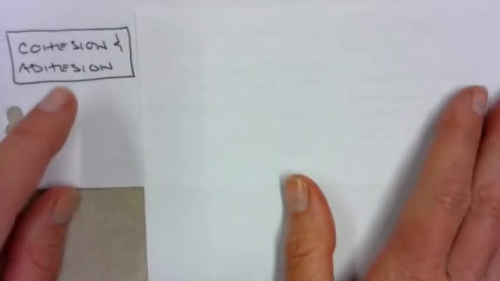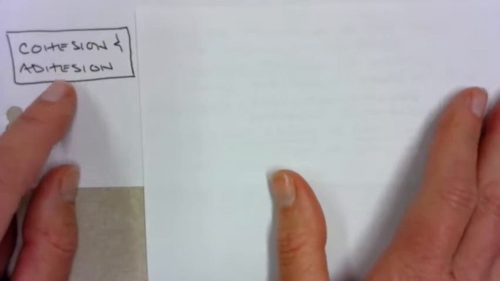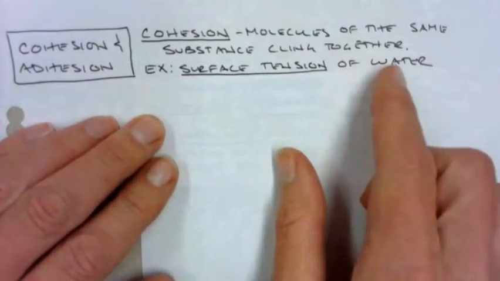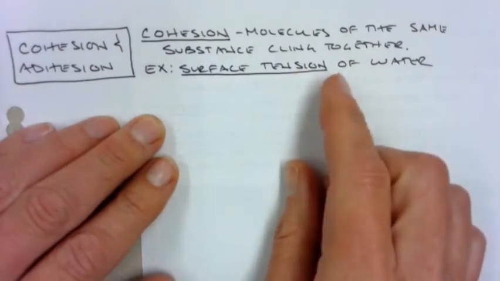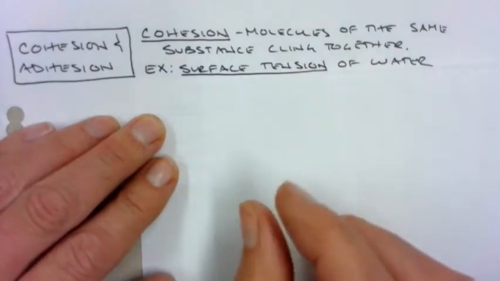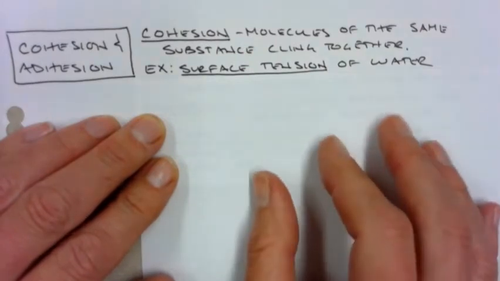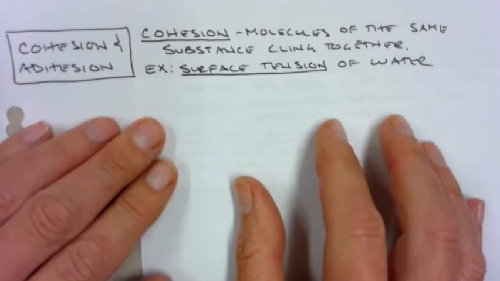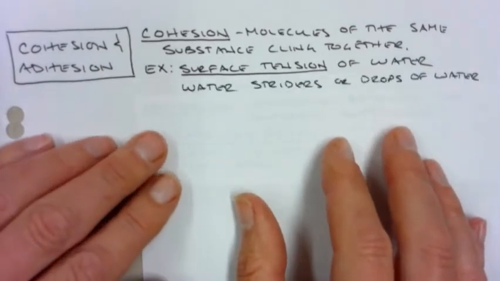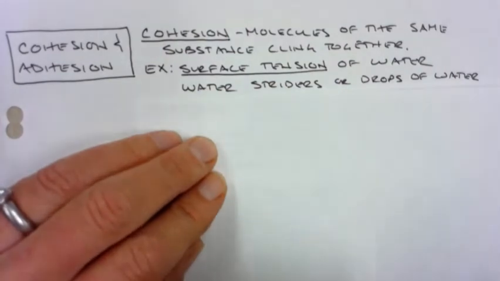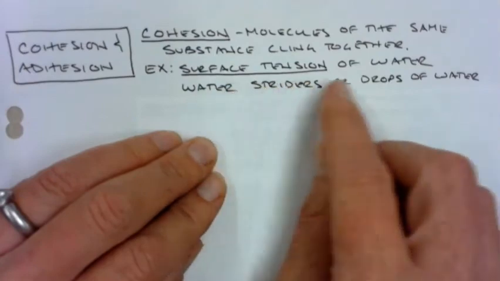I'd like to introduce two new terms, cohesion and adhesion. Cohesion is basically when molecules of the same substance cling to each other. For example, you've seen water droplets stick to each other on grass or on a spider web. We also call this surface tension. So if you try to drop drops on a penny, or if you fill a water glass all the way up to the top, they stick to each other.